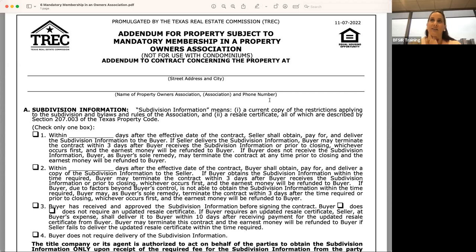If the cost of lender required repairs exceeds 5% of the value of the contract, the buyer has the right to terminate. Okay. You can't force a buyer to buy a house that needs all these repairs. Okay. And the way that they figure that out is 5%.